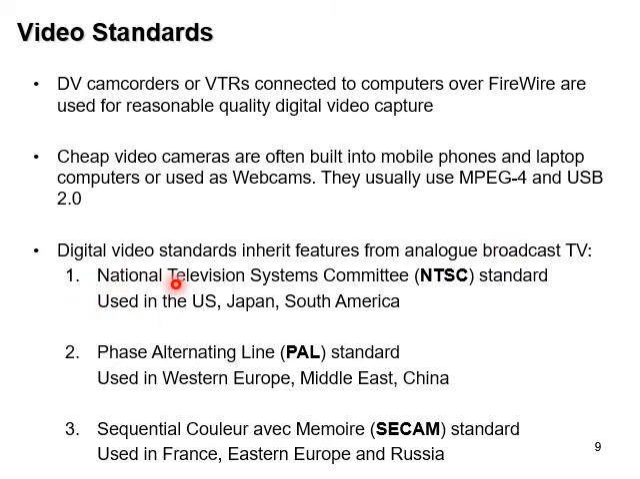The first one is called the National Television Systems Committee, or the NTSC standard, and this is the one that's used in the US, Japan, and South America. So all TV transmission in these countries follows that standard. While in Western Europe, China, and the Middle East, including Egypt, we use what's called the PAL system, or the Phase Alternating Line standard. There is also the Séquentiel Couleur avec Mémoire, or the SECAM standard. This is the one that's used in France, Eastern Europe, and Russia. So these standards differ in a number of things, as we will discuss later on.